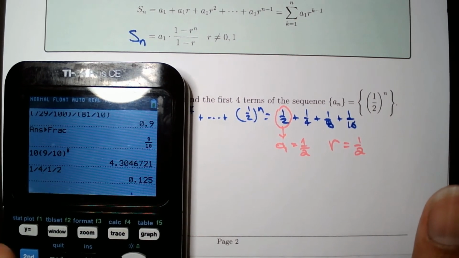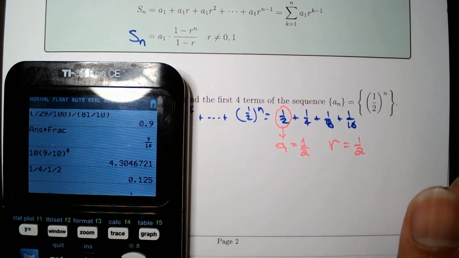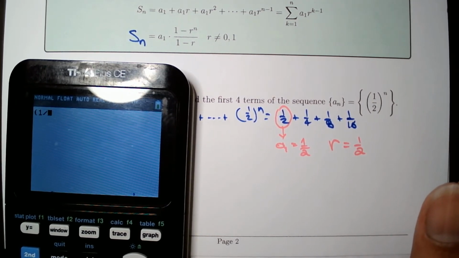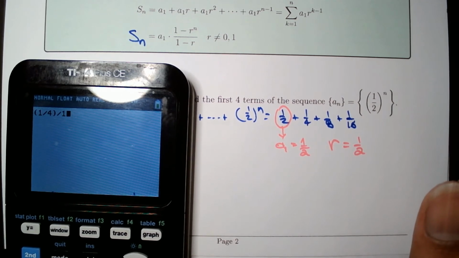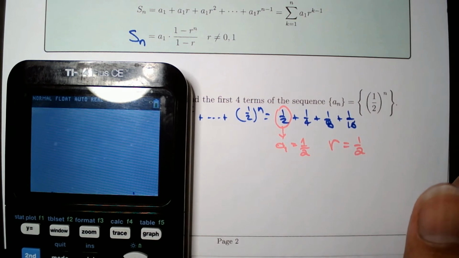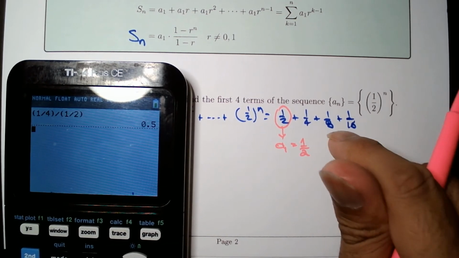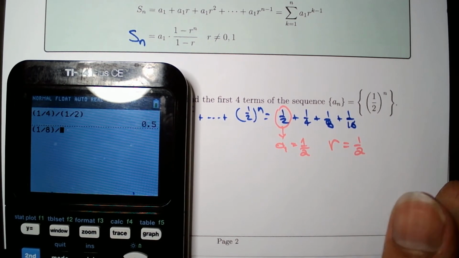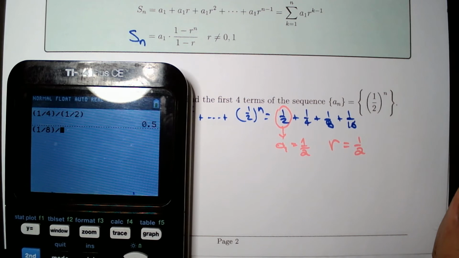All right. Oh, wait a minute. No, that's not gonna go. So I need to put parentheses. 1/4 over 1/2. 0.5, which is 1/2, right? Let's do the next one. 1/8 over 1/4. 0.5. See what I'm saying?